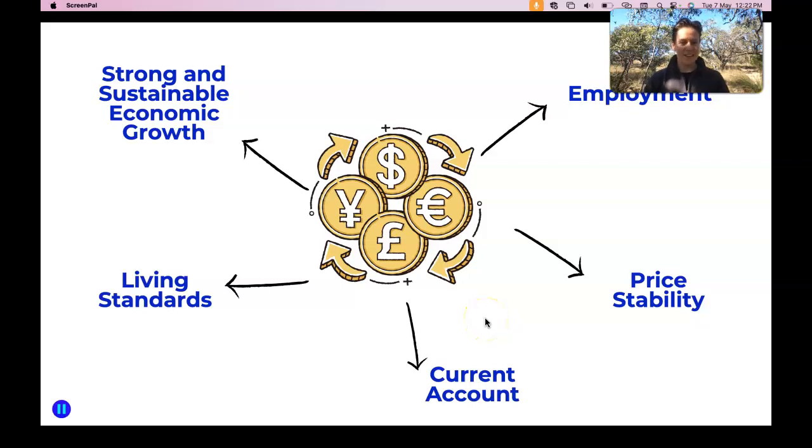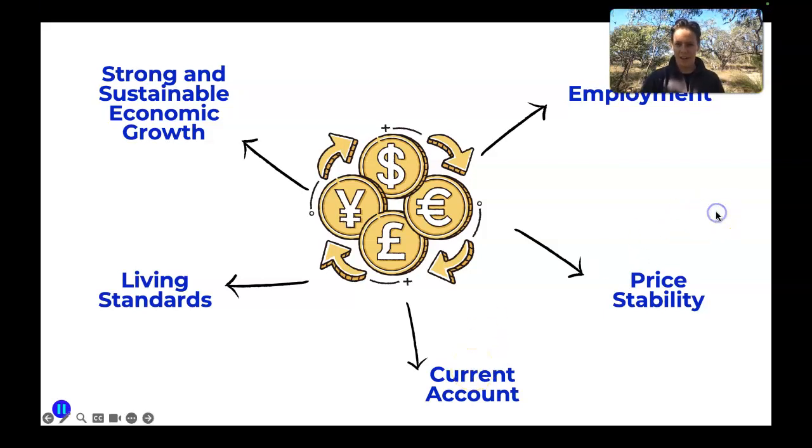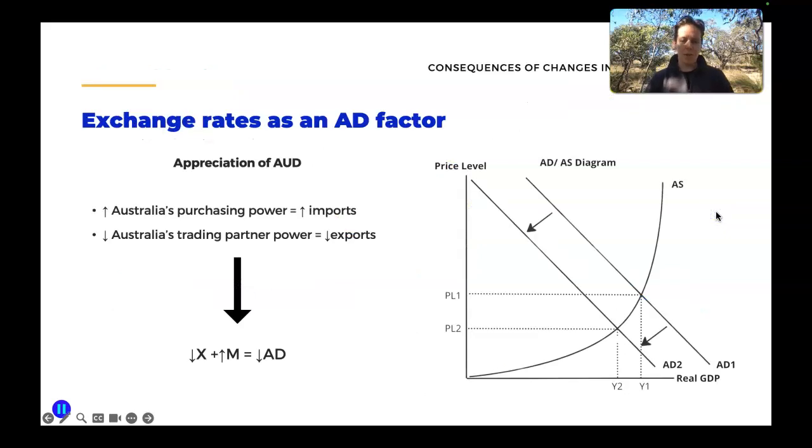Hi guys, this is the second video for the exchange rates, and I'm going to talk about the consequences of changes in exchange rates on our three macroeconomic goals, living standards, and the current account. So the best way to think about this is if you think about the exchange rate as an aggregate demand or aggregate supply side factor, you can manipulate the AD-AS diagram and draw really clear conclusions to the macroeconomic goals.